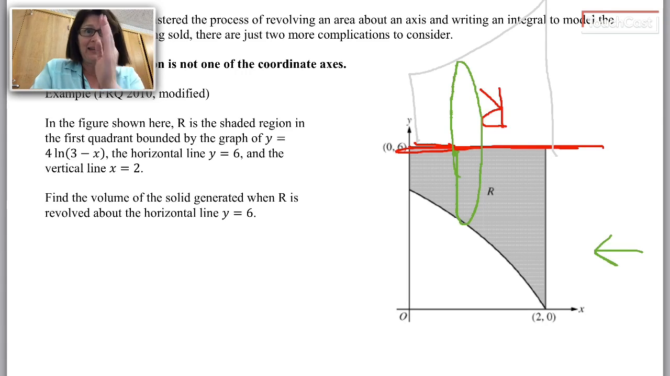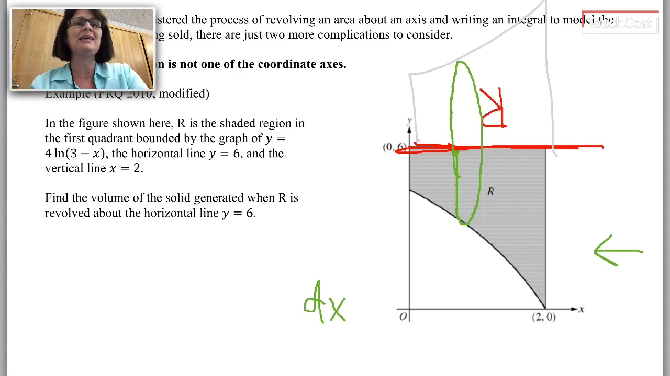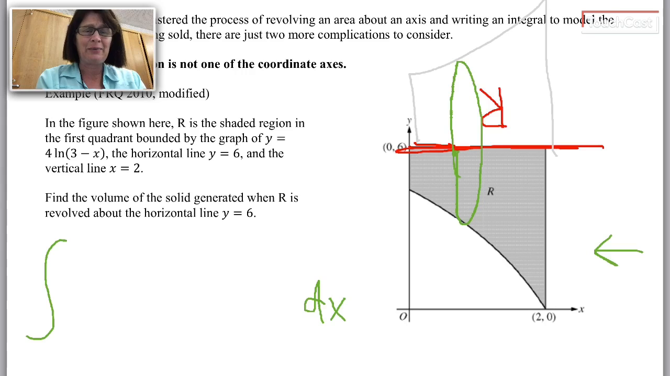I'm going to add up the volumes of infinitely many, infinitely thin slices. And we said the thickness of every slice is going to be a very small change in x. So I'm going to write dx. That tells me I'm going to have to write an integral in terms of x. What am I going to put inside my integral?